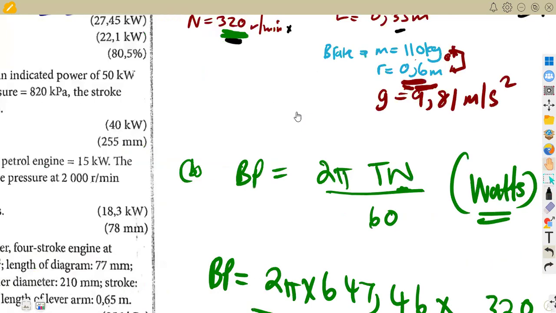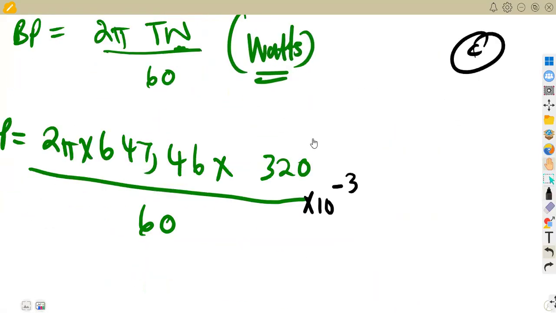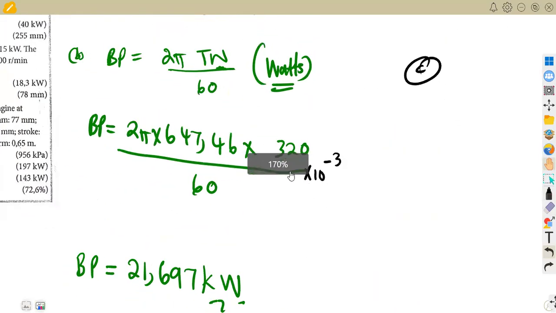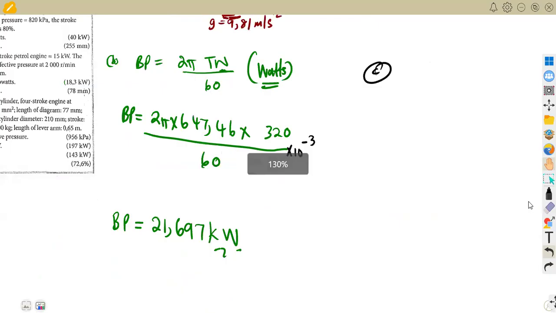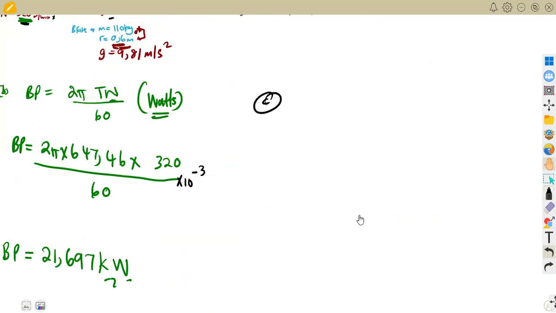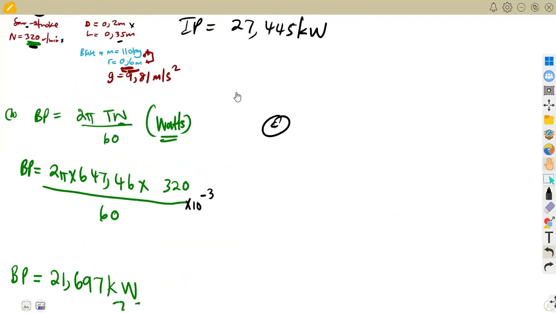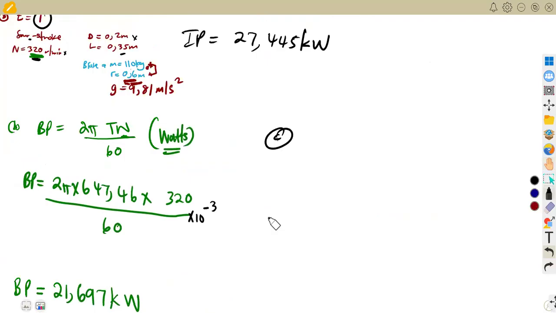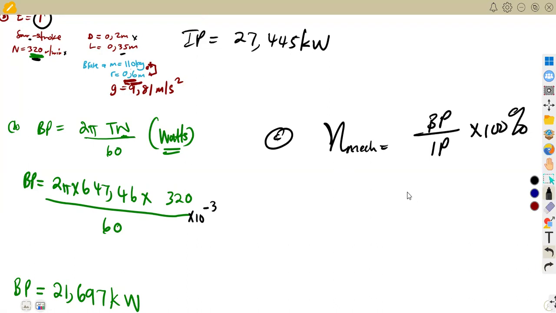As we mentioned before, the mechanical efficiency can be taken from the brake power and the indicated power. We have the indicated power, which we calculated, and we have the brake power, so we can use our formula. The mechanical efficiency is brake power over indicated power. Even on your formula sheet you are given this. So it is just a matter of substituting our brake power.